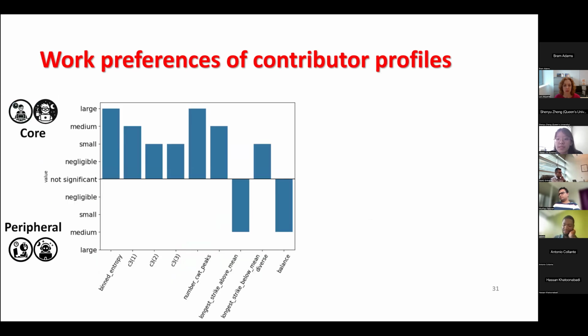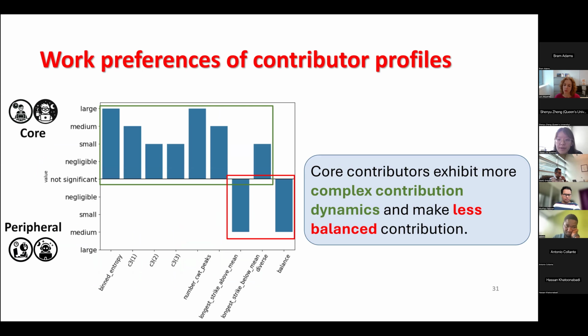And then we again use the Mann-Whitney test to compare the work preference features across different profiles. And we find that core contributors tend to have more complex contribution dynamics and make more peak contributions, while peripheral contributors make more balanced contributions across different types of OSS activities. But the work preference difference between the work hour and after hour subgroups tends to be negligible.